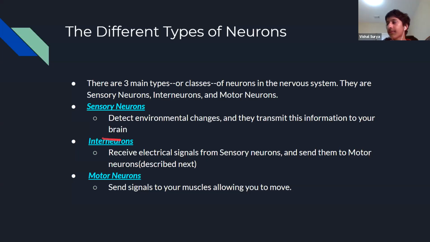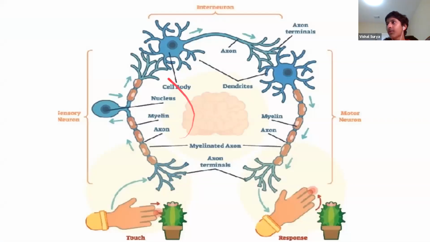Next, we can stay on this slide a bit. You don't have to know all this stuff right now, but it's just saying that when you get hit with a cactus, the signal from the sensory neuron traverses all the way up here, and then it goes to the interneurons and the motor neurons that allow you to move your hand away.